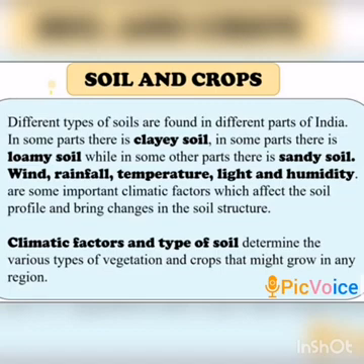Then the soil is affected by rainfall, temperature, light and humidity. These are the important climatic factors which affect the soil profile and bring changes in the soil structure. What are the factors which affect the soil profile and soil structure, children? They are wind, rainfall, temperature, light and humidity.